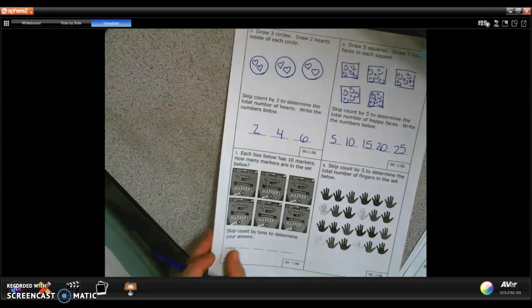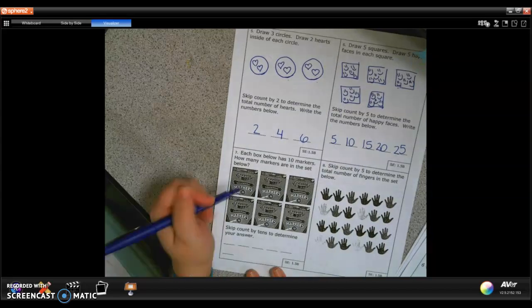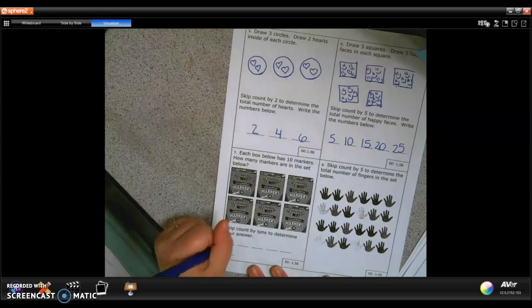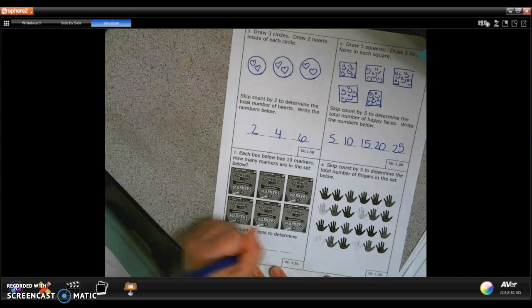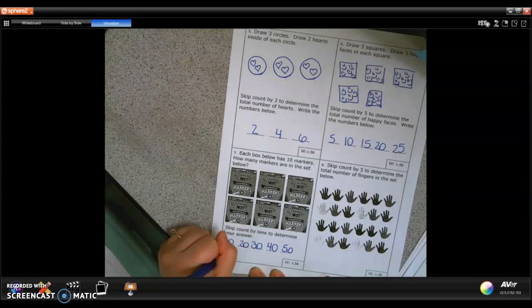Each box below has 10 markers. How many markers are in the set below? So we're going to count by 10s. 10, 20, 30, 40, 50, 60.